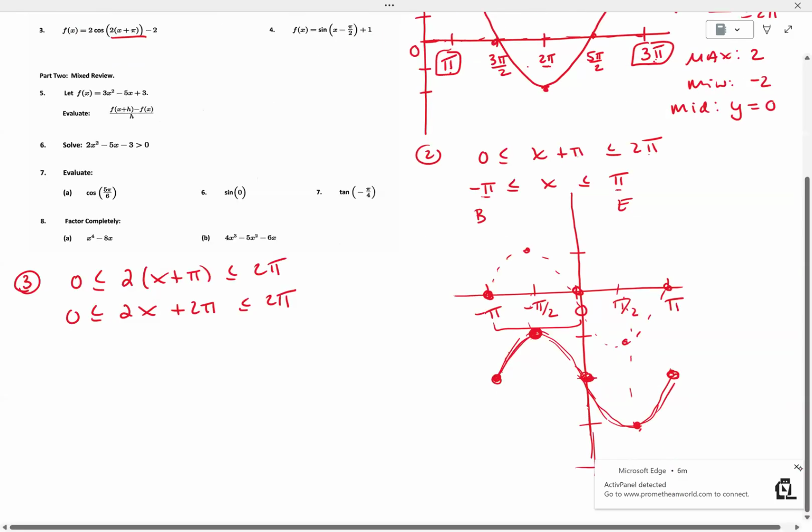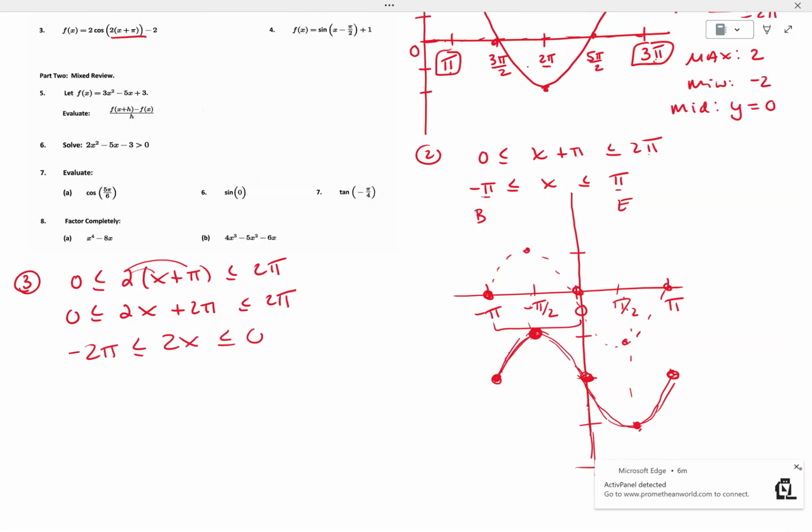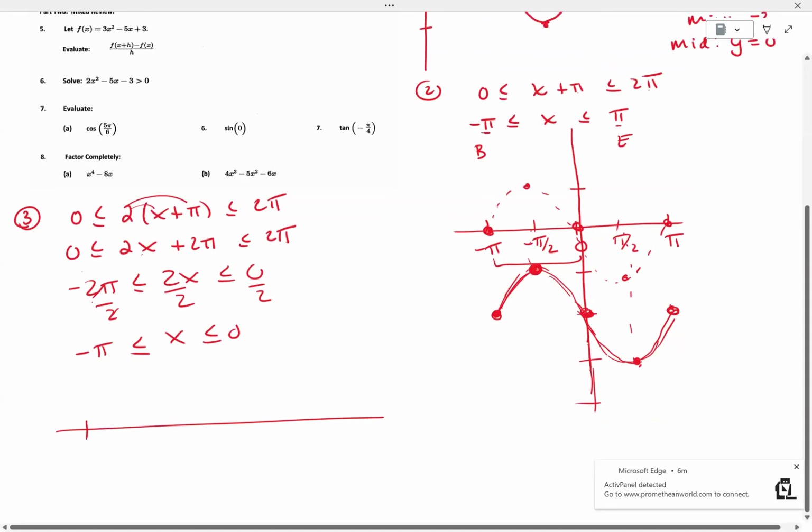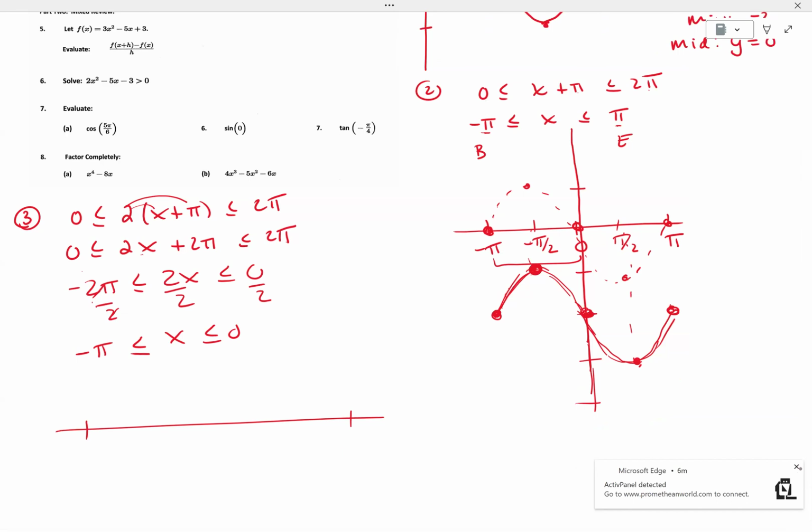And so I'm just going to times everything by 2. I'm going to subtract 2 pi from everything. And I subtract 2 pi, I get negative 2 pi, and 2 pi minus 2 pi is 0. Then I divide everything by 2, and then I'll get negative pi less than or equal to x less than or equal to 0. And now I got my new beginning and end, which is minus pi and 0.